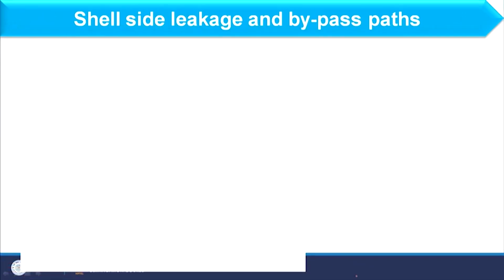Okay. And further, there is another limitation: what is bypass stream, what is bypass flow area, that will be covered in the next slide. If bypass flow area is more than 30% of cross flow area, we should use sealing strips, unless Bell's method will not give correct values. So, here we will discuss shell side leakage and bypass paths.